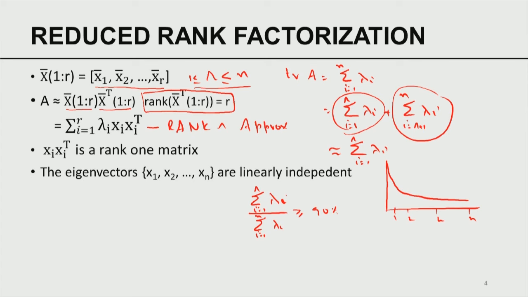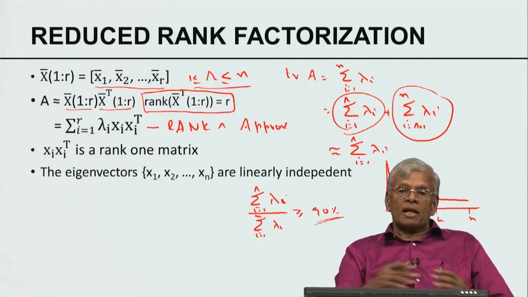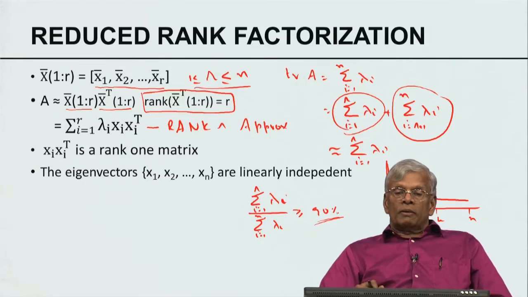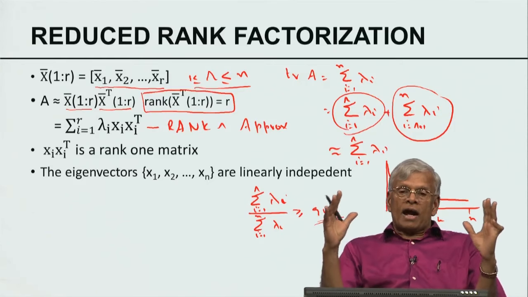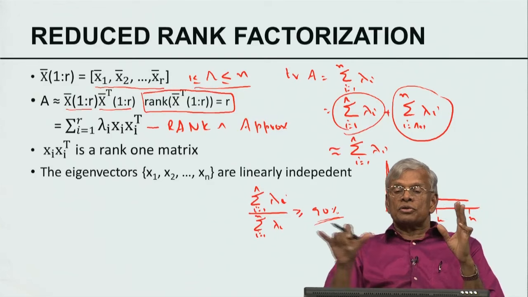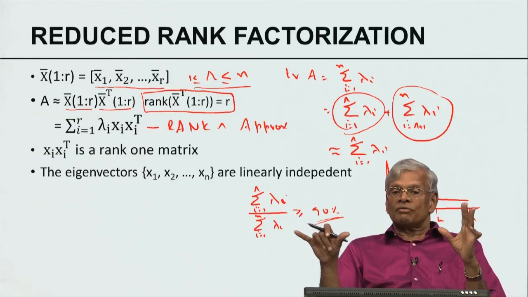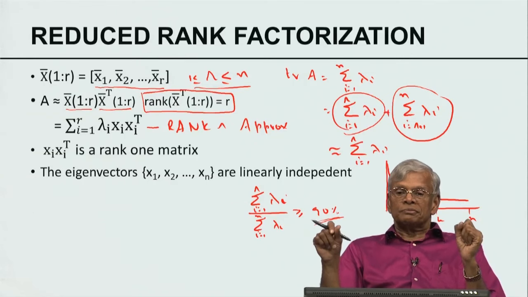That means 90 percent of the information is contained in the first r eigenvalues, or it could be 95 percent. 95 percent of the information is contained in the first r values. So the value of r will depend on the kind of percentage you are interested in, the kind of approximation you are willing to accept. If I consider the full rank, I will have 100 percent of the variance accounted for. If I go for a reduced rank, I am going to neglect eigenvectors corresponding to very small eigenvalues.